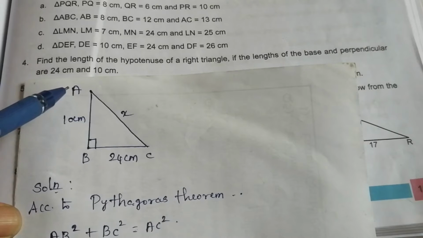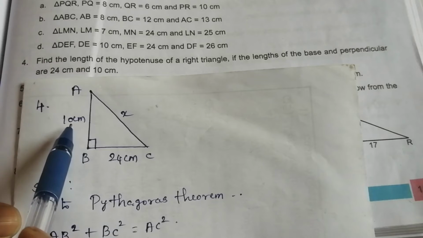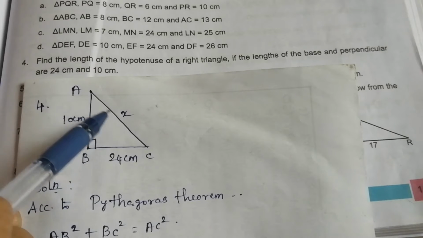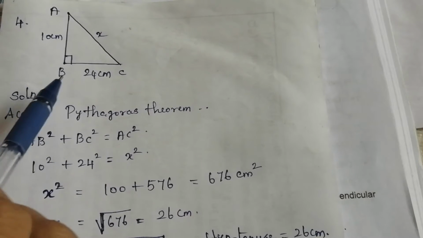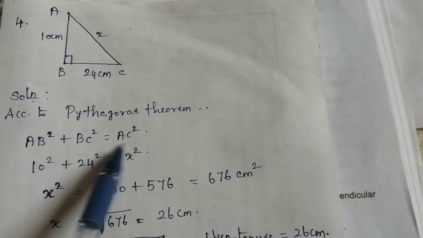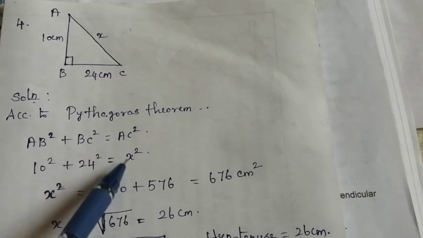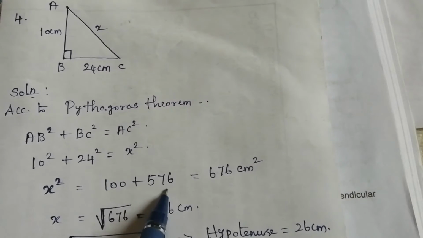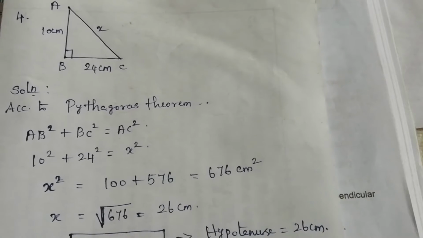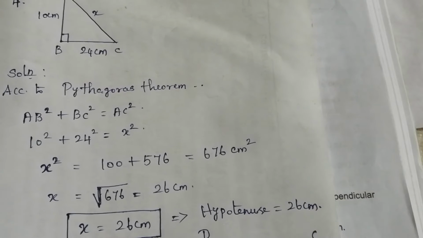So here I have drawn a triangle ABC and the base is 24 centimeter and perpendicular is 10 centimeter and the hypotenuse is x. According to Pythagoras theorem, AB square plus BC square equal to AC square. So AB square equal to 10 square and BC square equal to 24 square, AC square equal to x square. Therefore, x square equal to 100 plus 576, that is equal to 676 centimeter square. Therefore, x is equal to 26 centimeter. Therefore, hypotenuse equal to 26 centimeter.